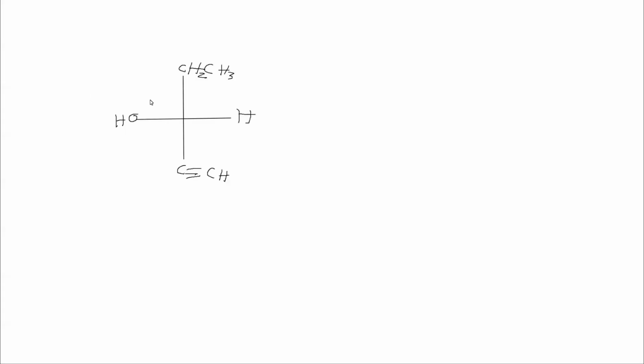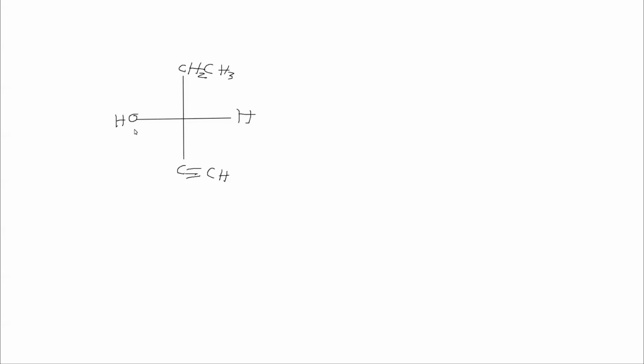All right, so converting between Fischer projections and perspective formulas is pretty straightforward. It just uses all that you know from R and S, all those concepts. It's not really anything new. It's just a new way to use those concepts. So to start out, we're going from a Fischer projection. We want to figure out whether this is R or S.